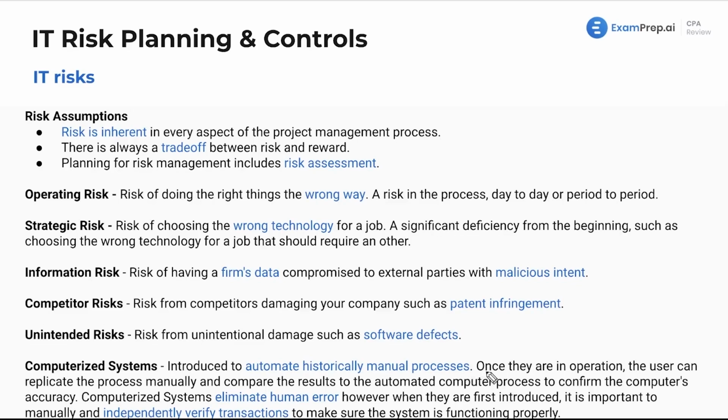It's wonderful. Once they're in operation, the user can replicate the process manually and compare the results to the automated computer process to confirm the computer's accuracy. If you've never used Excel before, if you want to just double check that the formulas are running correctly, sure, yeah, the user can and probably should replicate the process manually and make sure that it's doing it properly.